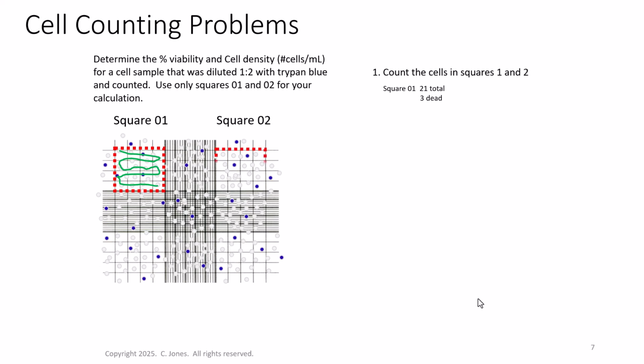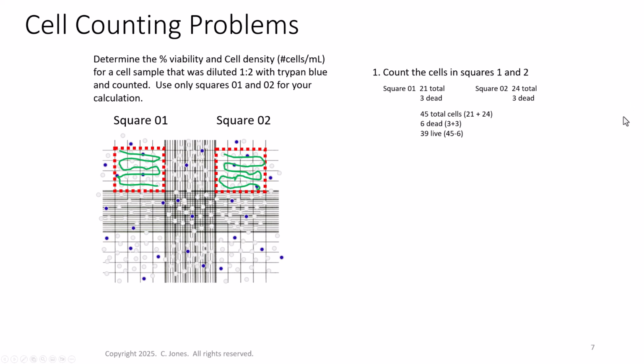And then we do the same thing in square 2. Again, keeping in mind that we're only counting the interior, and this is outside of the counted square. So again, we use our counting pattern, right? And in square 2, we see that we have 24 total cells, and again, 3 dead. Okay, so we have a total of 45 cells, right? 21 plus 24 is 45 cells. And we have a total of 6 dead cells, right? 3 plus 3 is 6. And then 45 minus 6 gives us 39 live cells.